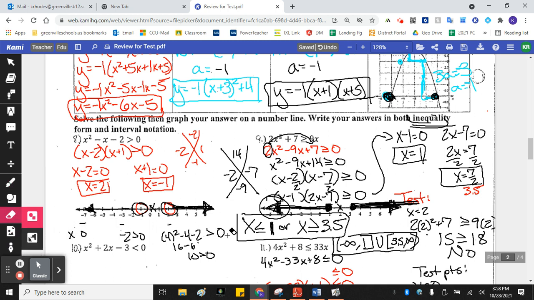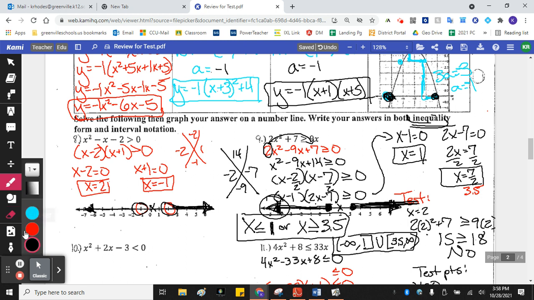The part people had trouble with, you can pause this video, rewind it, watch it as many times as you want. So if you need to go back and get what I just deleted, please go do that. People had trouble writing an inequality form.